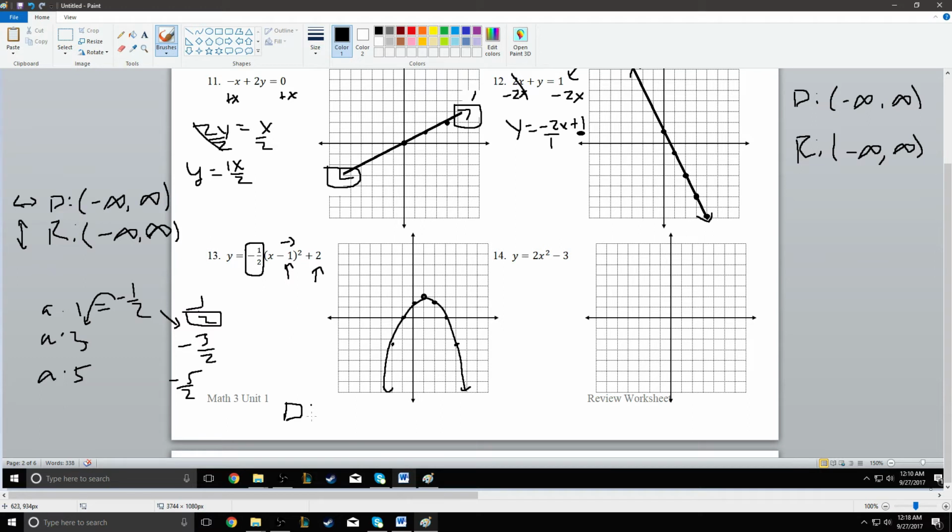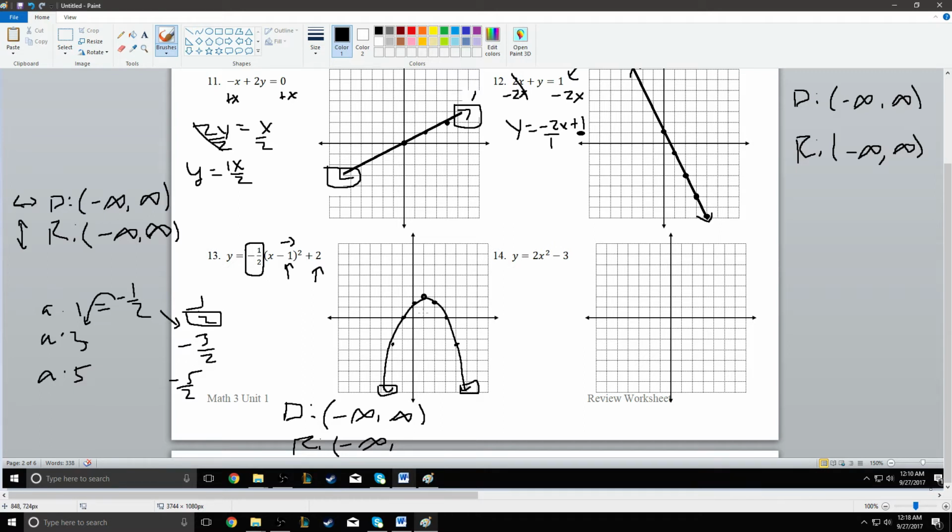Domain for this function. Again, left and right. Left part has an arrow, negative infinity. Right part has an arrow, positive infinity. Okay. Now your range. Your lowest part of your graph. They're both arrows, so that means negative infinity.